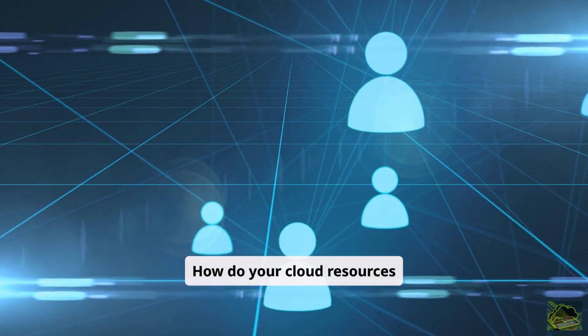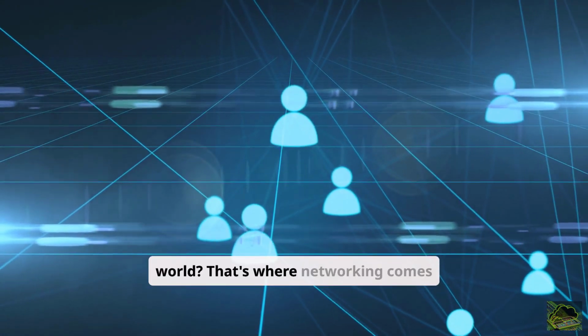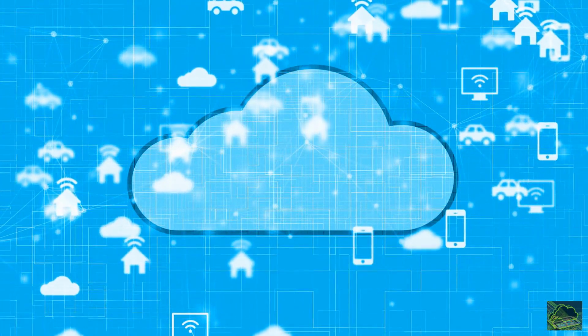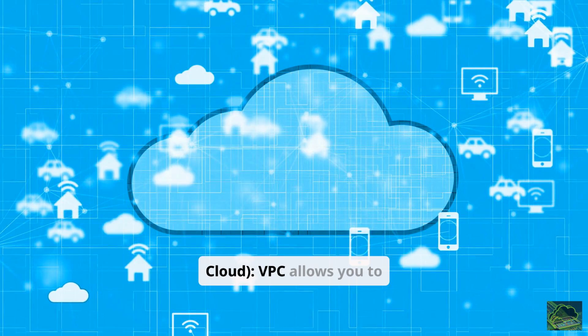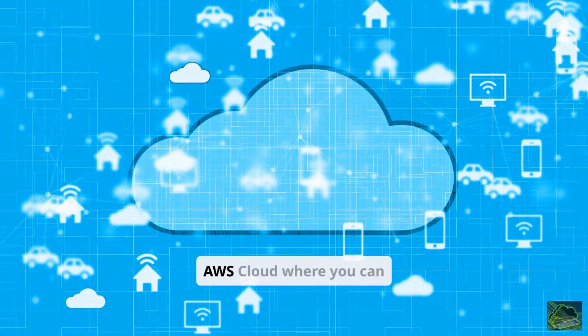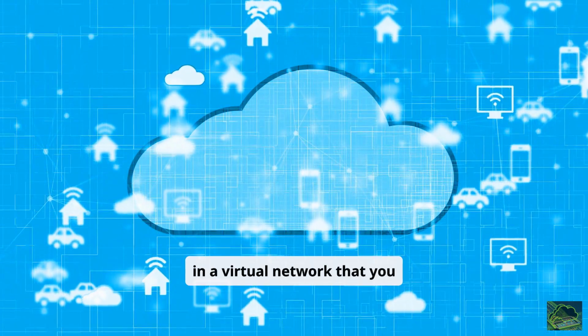How do your cloud resources talk to each other and to the outside world? That's where networking comes in. Amazon VPC, Virtual Private Cloud. VPC allows you to provision a logically isolated section of the AWS cloud, where you can launch AWS resources in a virtual network that you define.